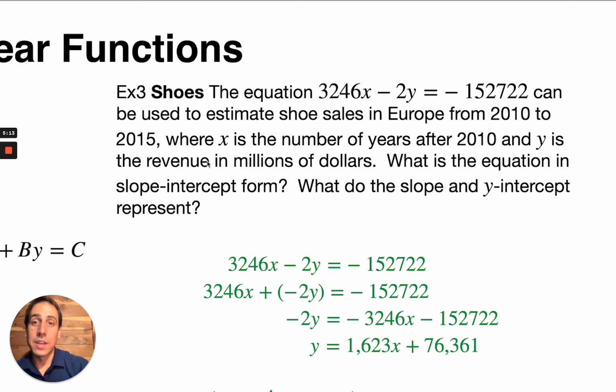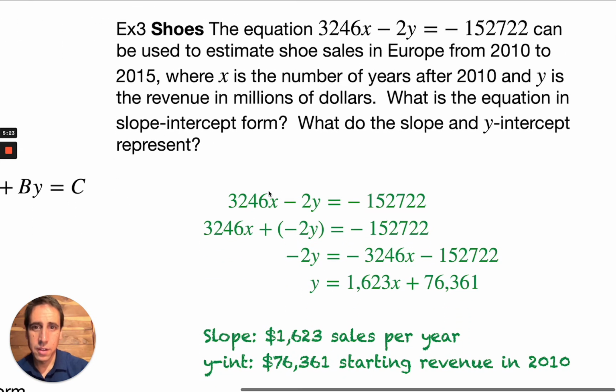Y is the revenue in millions of dollars. What is the equation in slope-intercept form? What do the slope and y-intercept represent? Okay, so let's just move it around. We'll copy the question right here, copy the equation, and I'm going to change the subtraction to addition so that it's a bit clearer to see that you can subtract this term from both sides. We get negative 3,246x. Boom. Now I'm going to divide all the terms on both sides by -2, and so we get this. What do the slope and y-intercept mean?